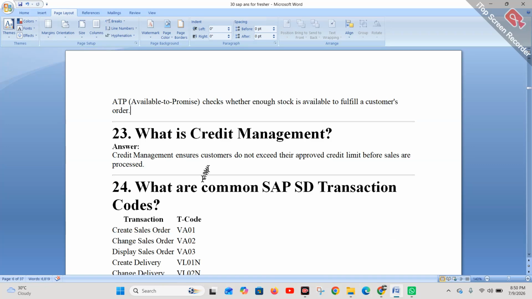Next question, what is the credit management? Credit management ensures the customers do not exceed their approved credit limit before the sales are processed. There are two types of credit management, static.